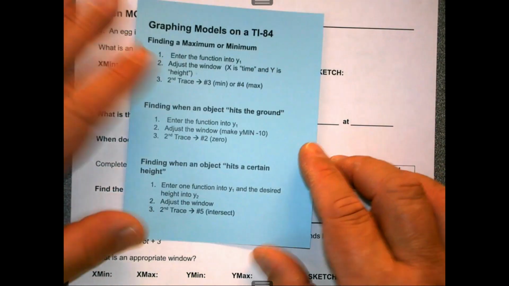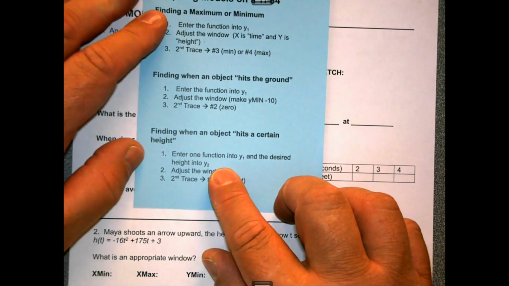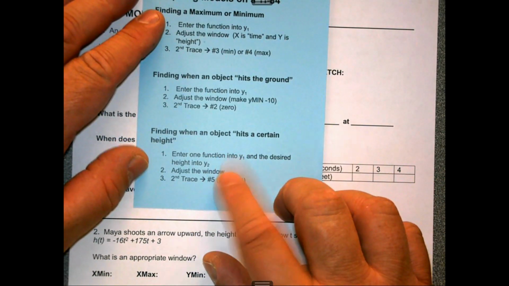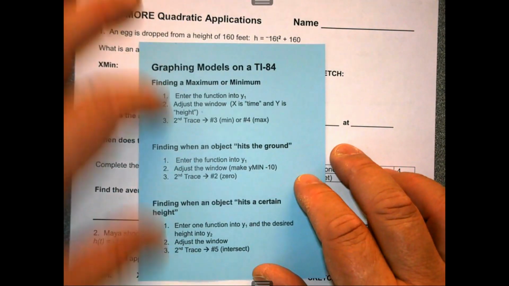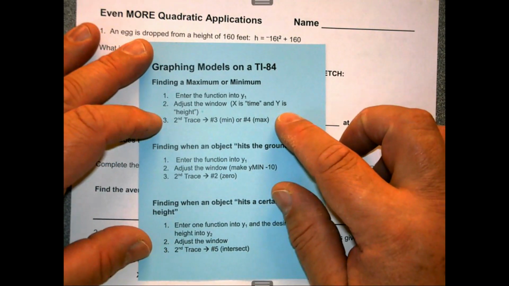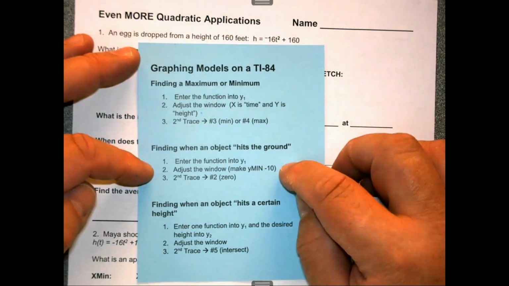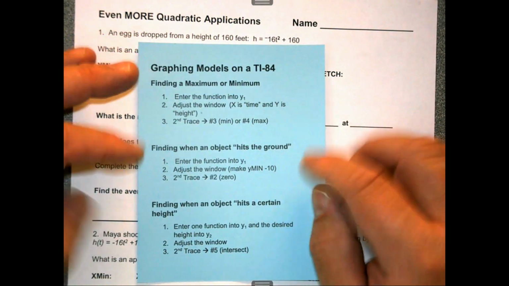All right, and then when it hits a certain height, that was the basketball one, right? So we're either going to be looking for the vertex, the x-intercept, or sometimes both.